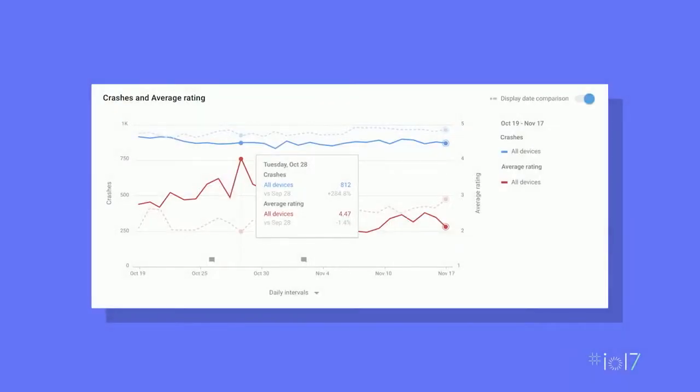On the chart, the two different metrics will be plotted with two different colors. And as you can see, the date range comparison will still be available, and the tooltip will include information about both metrics and different date ranges. So this feature will allow you to quickly spot correlation or lack of correlation between different metrics.